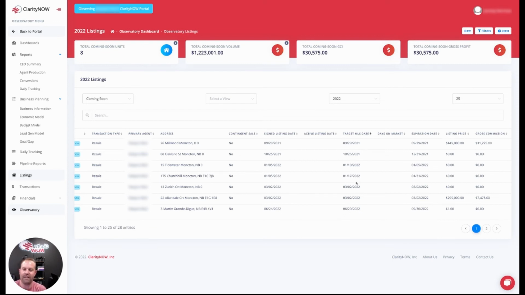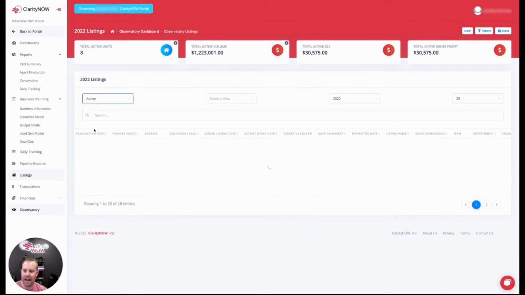So this effectively is not a useful tool for me at the moment because I don't know when these listings are going live. That's the importance of this column. So operations always want to make sure that the target MLS date is always a date in the future so the Rainmaker can come in here and see this and know what's about to hit.